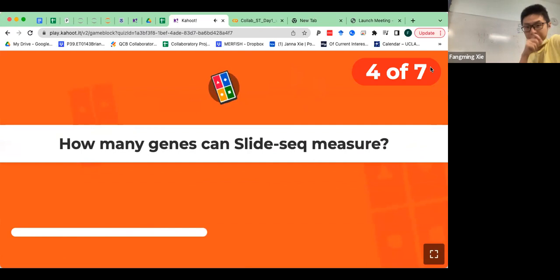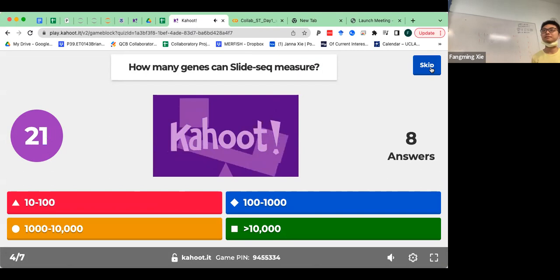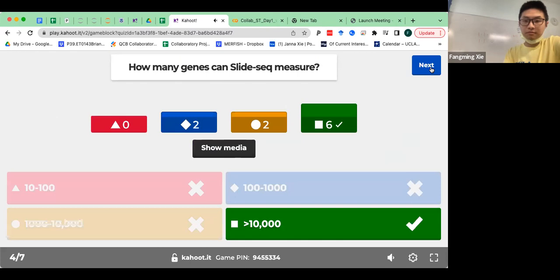How many genes can it measure? Yeah, more than 10,000, because it doesn't select, and there's no cap in the number of genes it can measure. And it's another way of asking how many genes are there, period, in the system you're investigating. And usually it's a bit more than 10,000 genes in the mammalian genome, whether mouse or human.